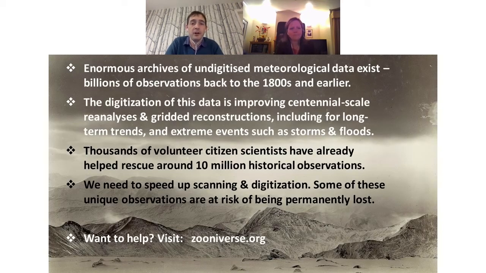So there are enormous archives of undigitized meteorological data. There's probably several billion observations worldwide, certainly several hundred million and maybe a billion observations just for the UK that have yet to be transformed from paper to digital format. And we can use the data to improve our understanding of past weather events, long-term trends, storms and floods, and improve our reconstructions of the past.